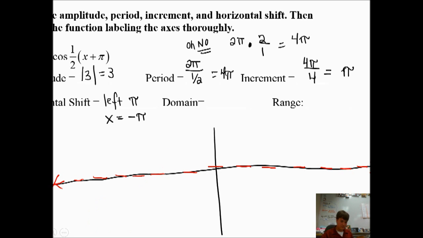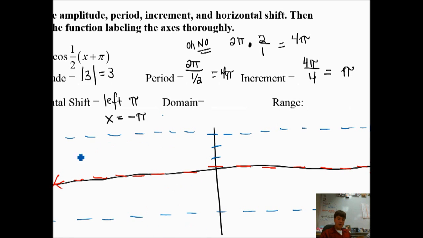Now let's do a blue. My amplitude is 3, so I'm going to go up 3. We're going to go 3 up and 3 down. Now let's label them as 3 and negative 3. Makes things a bit easier later on.